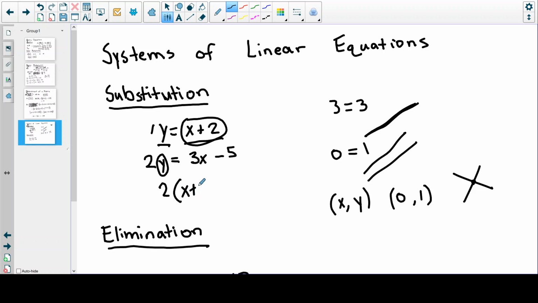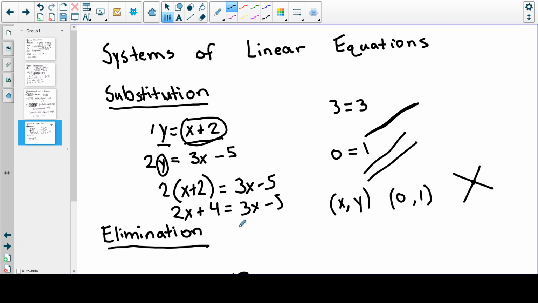So then you get 2x plus 2 equals... parentheses are key here. Remember, put parentheses because you're substituting y. So this is y: it's 2 plus x, minus 5. Let's solve this using algebra. You get 2x plus 4, because of the parentheses, equals 3x minus 5.